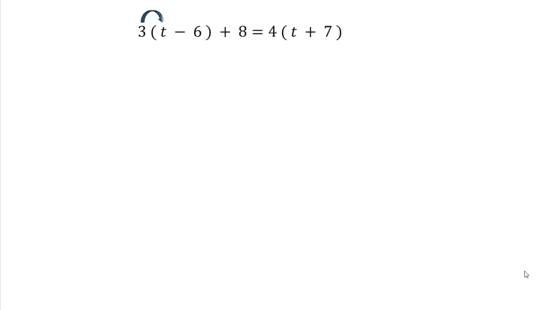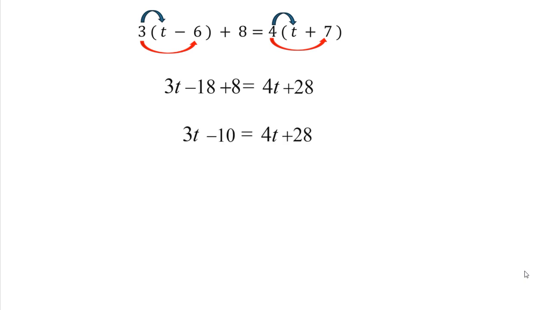3 times t gives us 3t. 3 times negative 6 gives us negative 18 plus 8. On the right-hand side, 4 times t will give us 4t. 4 times 7 will give us positive 28. We can simplify the like terms a little bit. On the left-hand side, that negative 18 plus 8 will give us a negative 10.